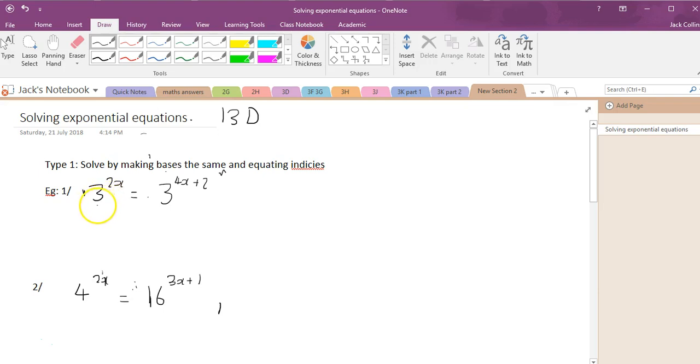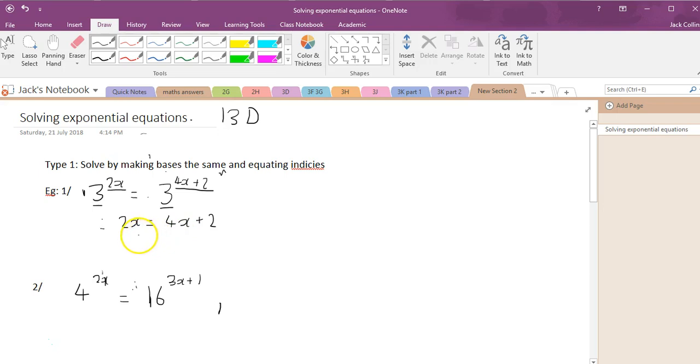So in this first example, we've got 3 raised to the 2x is equal to 3 raised to the 4x plus 2. Now because the bases are the same, that means if one side is equal to the other, the indices must also be the same. So therefore, 2x has to be equal to 4x plus 2. And now I've turned it from an exponential into just a basic linear equation, which we can solve pretty simply.